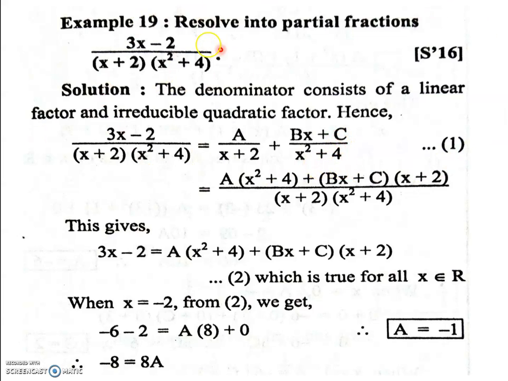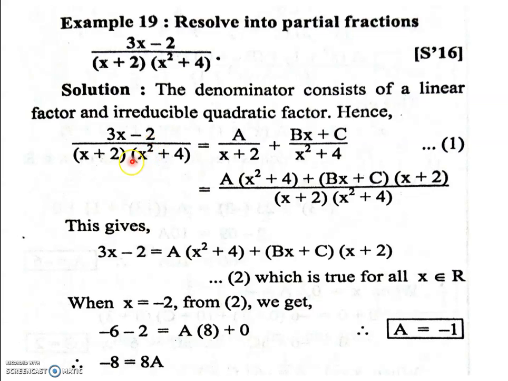Always remember that x² + 4 has no real factor. That's why we have to add (Bx + C) upon x² + 4, which is the irreducible quadratic factor. And x + 2 is a non-repeated factor, that's why we allocate A upon x plus 2. Now we have to take the cross multiplication.